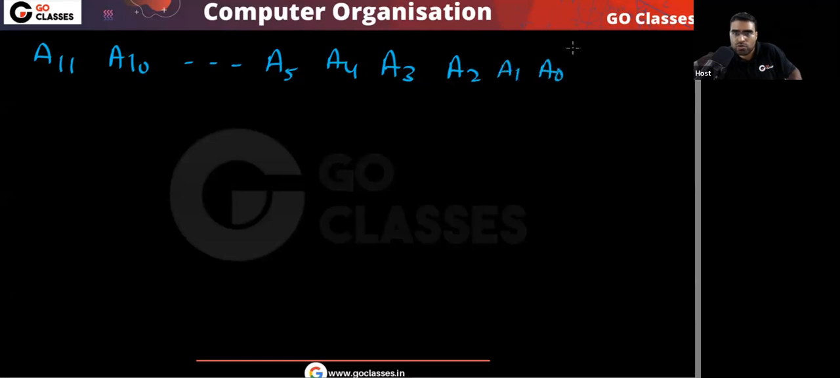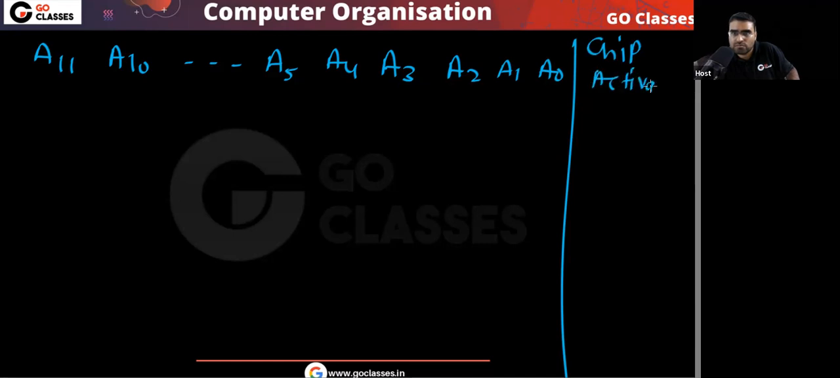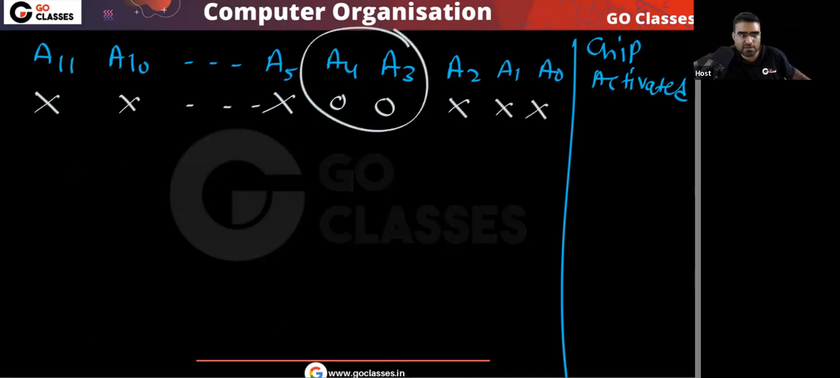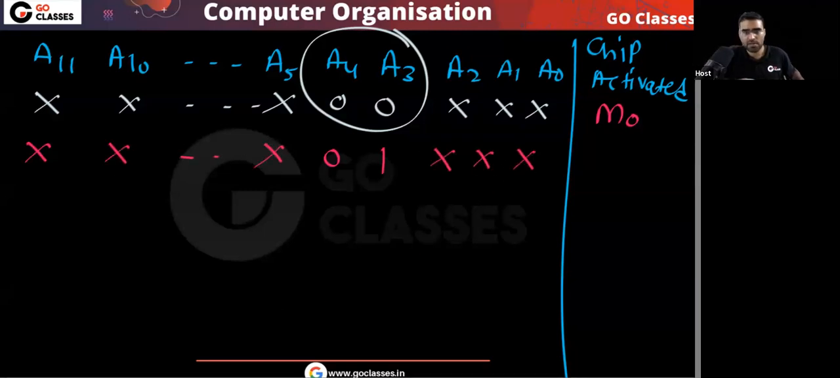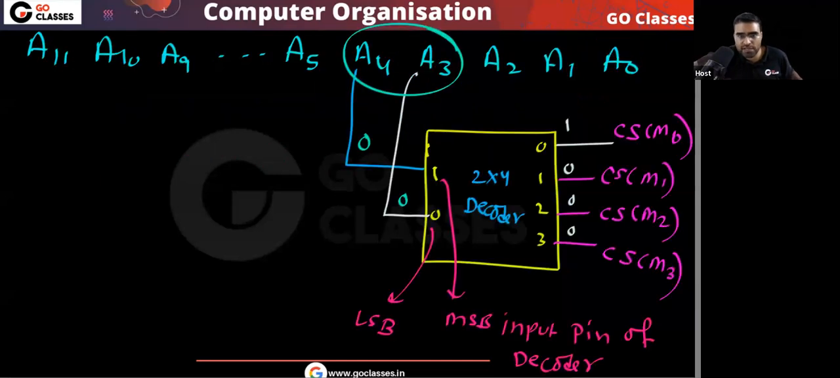Which chip is activated? If these two are 0, 0, whatever else you take does not matter. If these two are 0, 0, we have already seen from the diagram that memory chip M0 is activated. What happens if they are 0, 1? Then who will be activated?